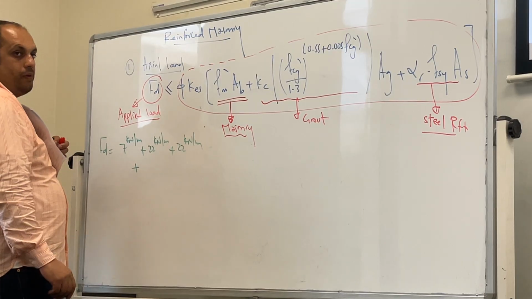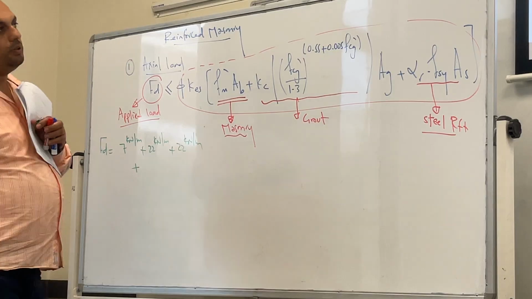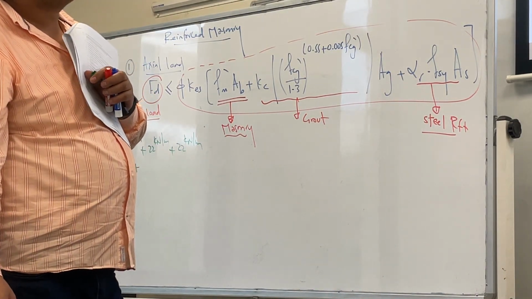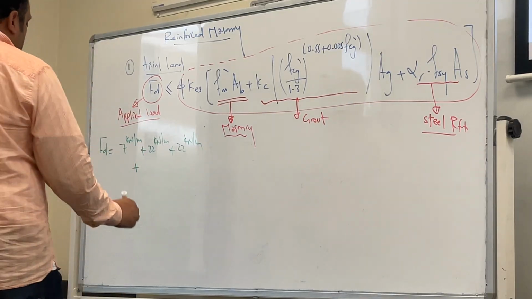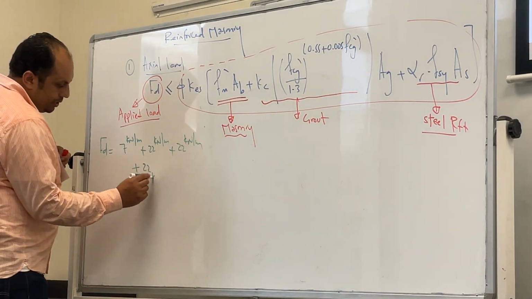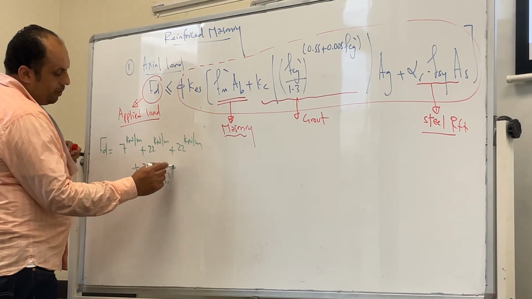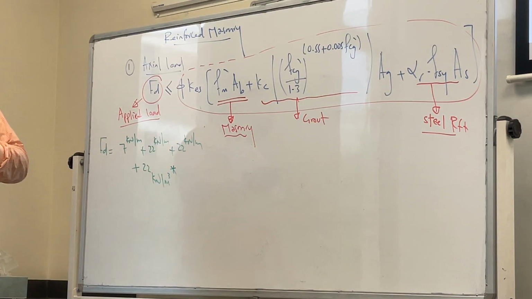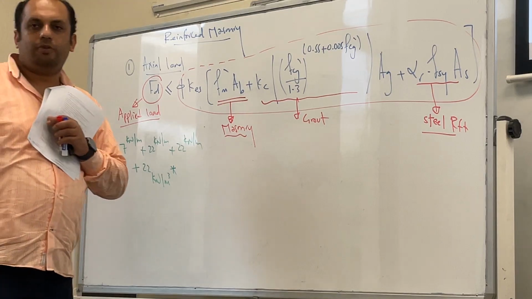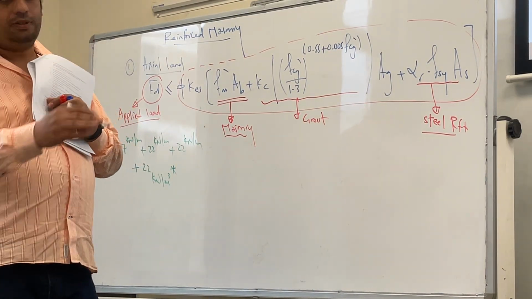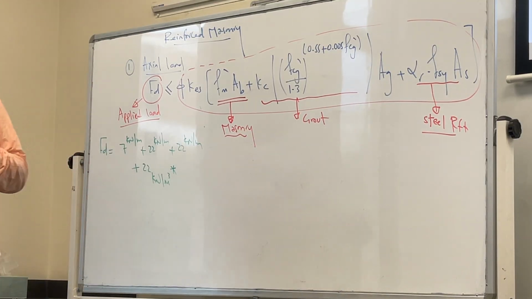We have to calculate for the brick and for the grout separately. So for the brick itself, it will be the volume of the brick. 22 kilonewton per cubic meter, right? Multiplied by the volume, divided by 1 meter, because we don't know the length. So anyway, we don't have the length, so we can't find the volume.